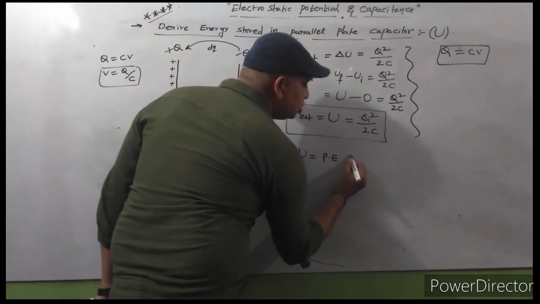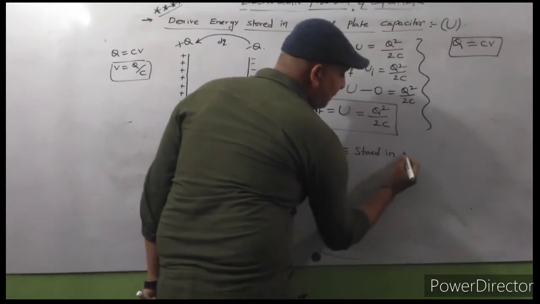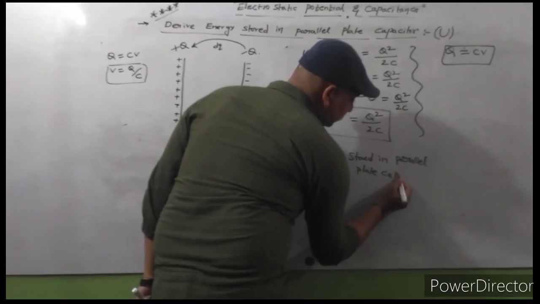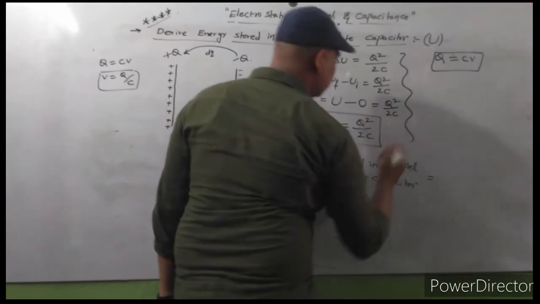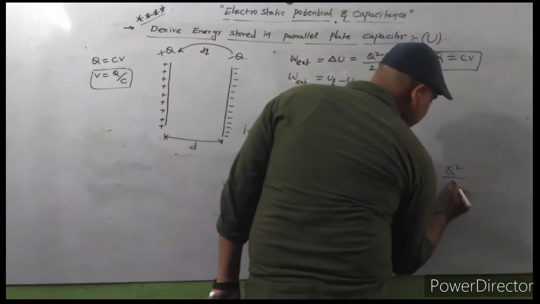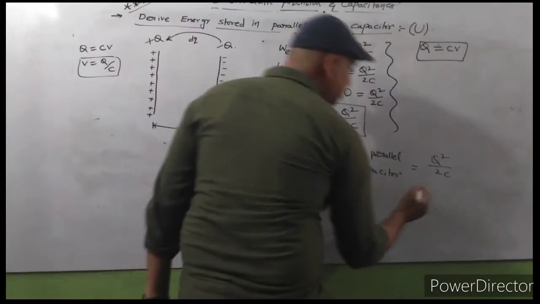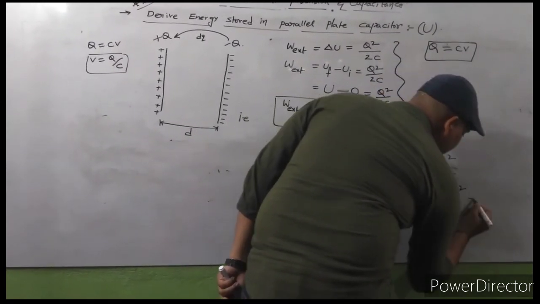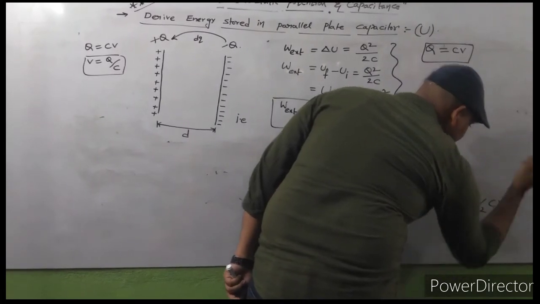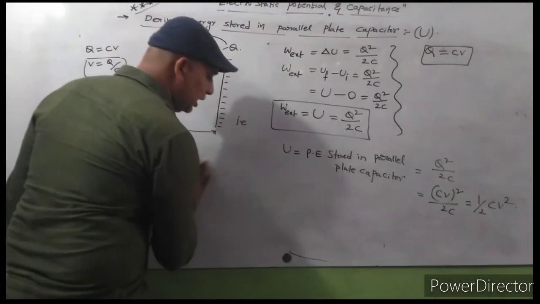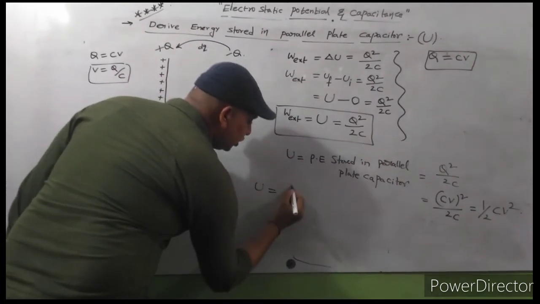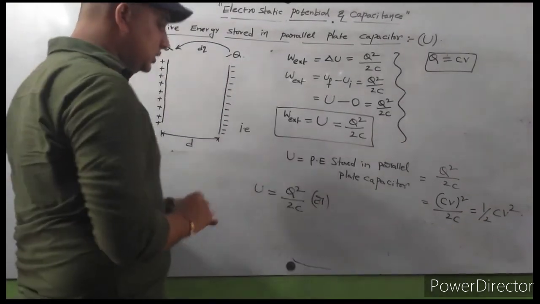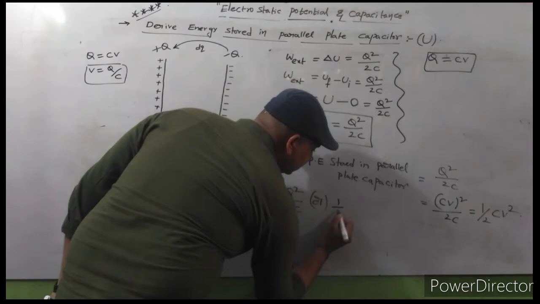The potential energy stored in a parallel plate capacitor is Q square by 2C. This is one formula. If Q is equal to CV, you can substitute. Then what will we get? C into V whole square by 2C, which gives half CV square. So the potential energy formula is U is equal to Q square by 2C, or half CV square.